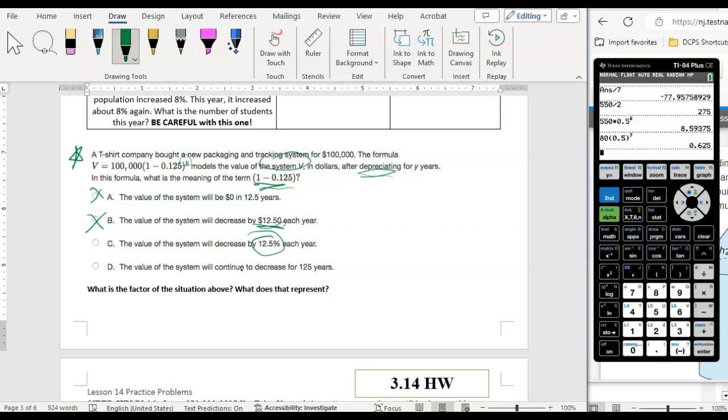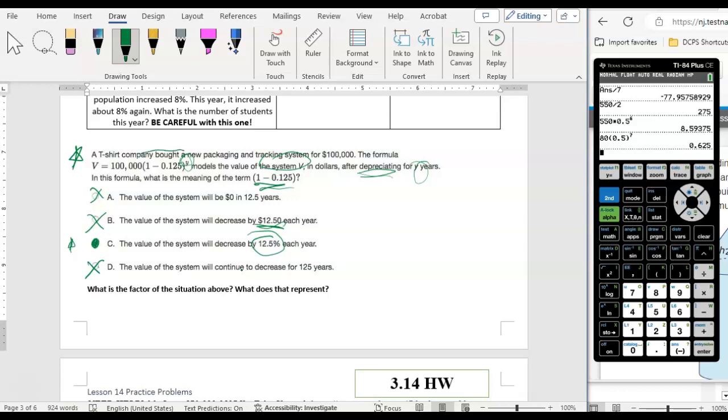Ooh, that one looks good, but remember I told you we need to read all of the possible answers, so let's take a look. This one looks good so far. The value of the system will continue to decrease for 125 years. No, the years would be in this part of the formula there for y, and so that is not true, so we were correct that C is correct.